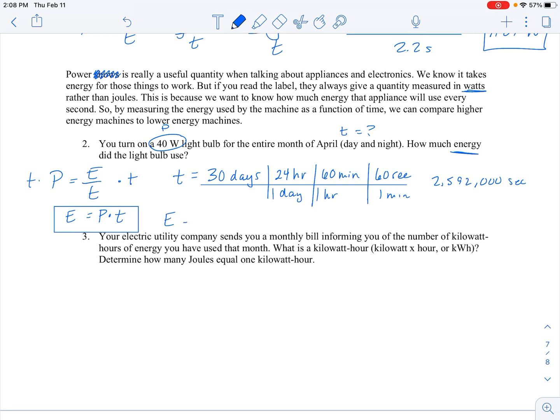Okay, so now the energy is going to be the power, which was 40 watts. And remember that a watt is a joule per second, so that's 40 joules per second times the number of seconds, 2,592,000 seconds. So I'm going to multiply, and now I get 103,680,000 joules of energy. That's a lot.